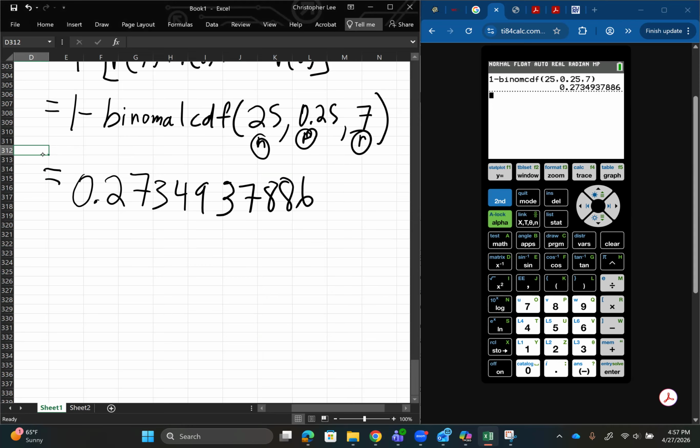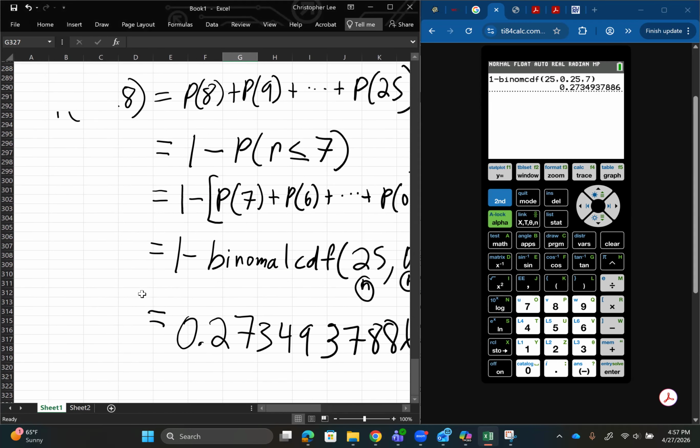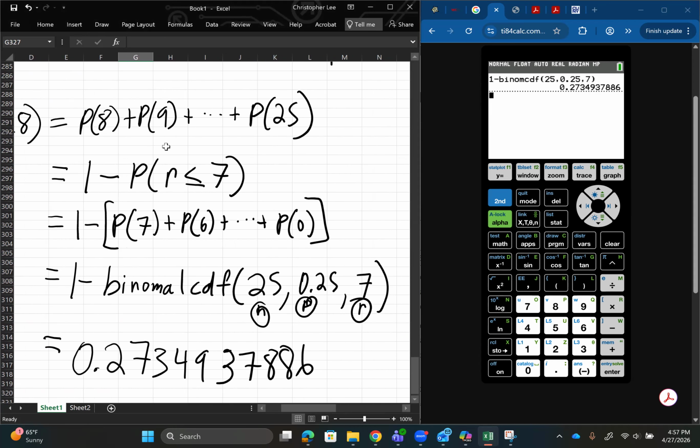So it's 7 because the question wants 8 or more, right? We want R greater than or equal to 8, which is 8, 9, 10, 11, 12, etc., all the way up to the 25. But the calculator cannot calculate greater than, it can only calculate less than, right? So we do the complement, right? We do 1 minus the less than. So the numbers that I don't want are 7, 6, 5, 4, 3, 2, 1, 0. So I add up all of those and I just do the opposite of that. All right, and that's it.